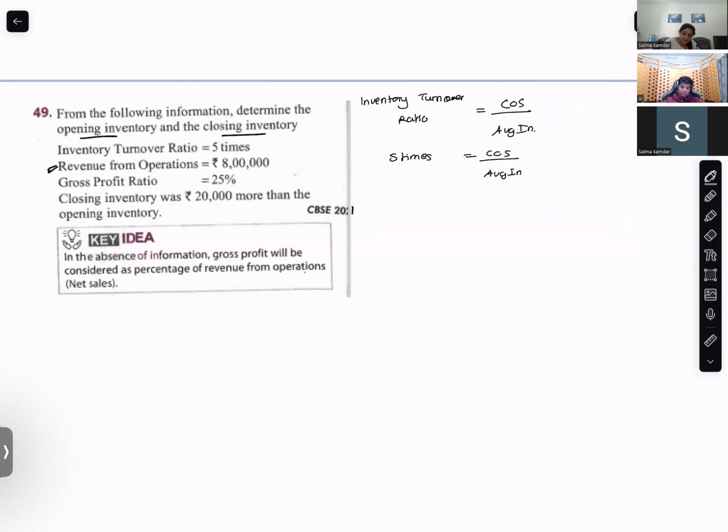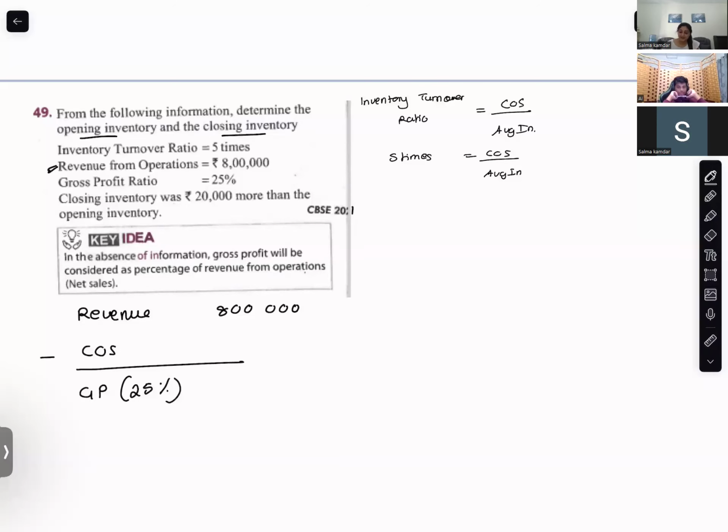Now they've given you revenue from operations and they've given you gross profit. Yeah, we can find my cost of sales. I know that revenue minus cost of sales is gross profit. Revenue is how much? 800,000. Gross profit is how much?